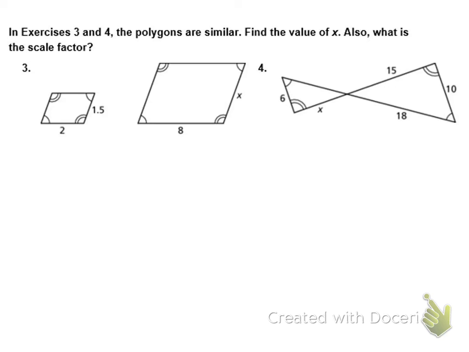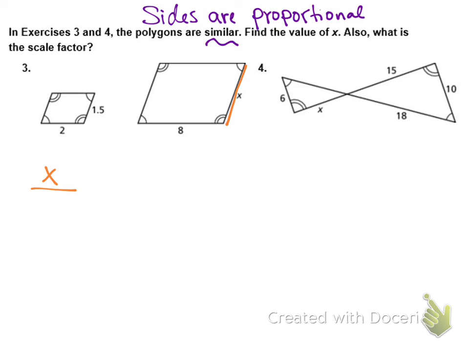The polygons are similar. Find the value of x. Also, what is the scale factor? So let's talk about this. They're similar. Is x an angle or a side? Side. What do we know about the sides? They're proportional. So we're going to set up a proportion. I always use x first because that's really what we care about. If I put x in the numerator, the denominator will be what x corresponds with in the other shape. So what does x correspond with? 1.5, yeah.